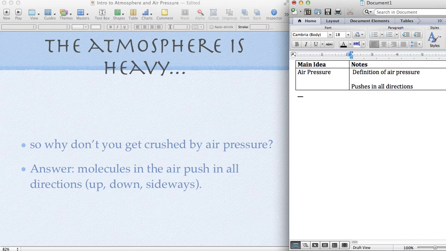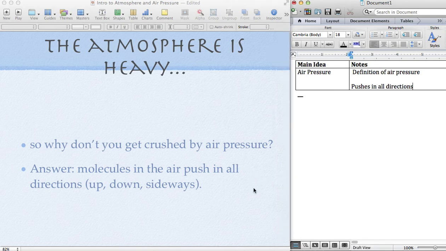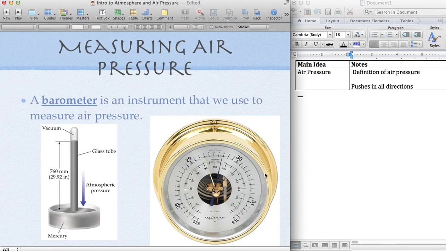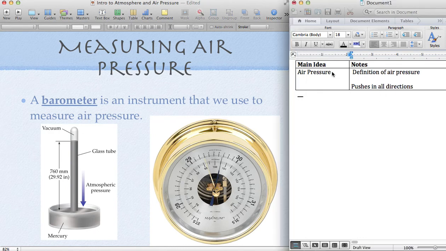Up, down, left, and right, the molecules in the air are pushing all directions, so that means the weight of the atmosphere doesn't crush you, it doesn't collapse the school. Because air in the classrooms is pushing out, balancing that out, this air is pushing in all directions. So my little notes over here, you should probably be putting more detail in than what I've put in.